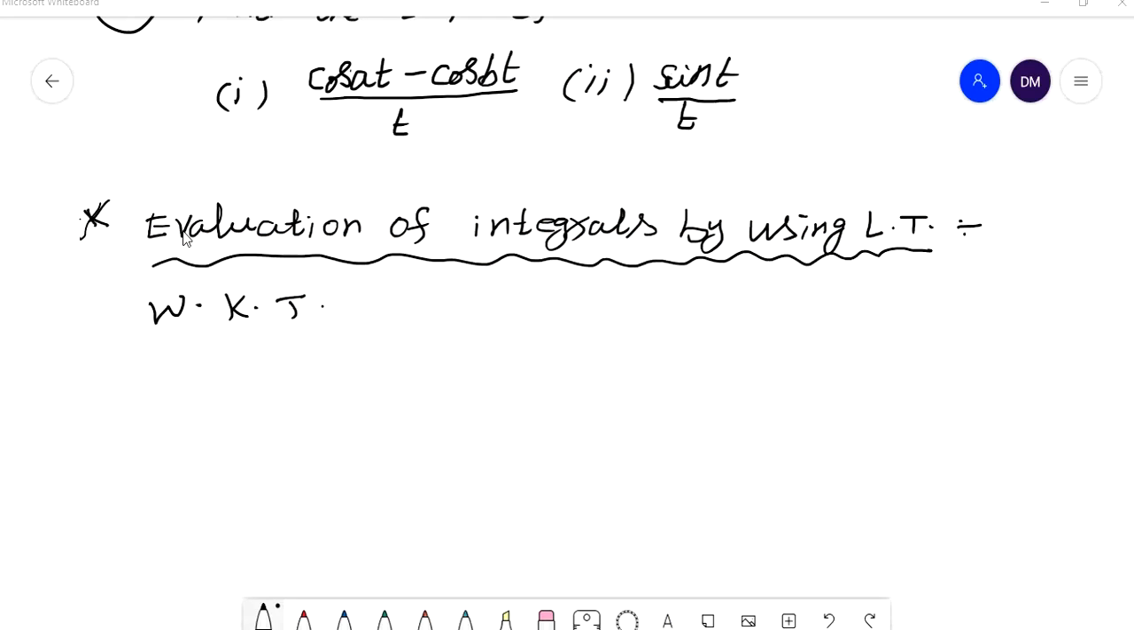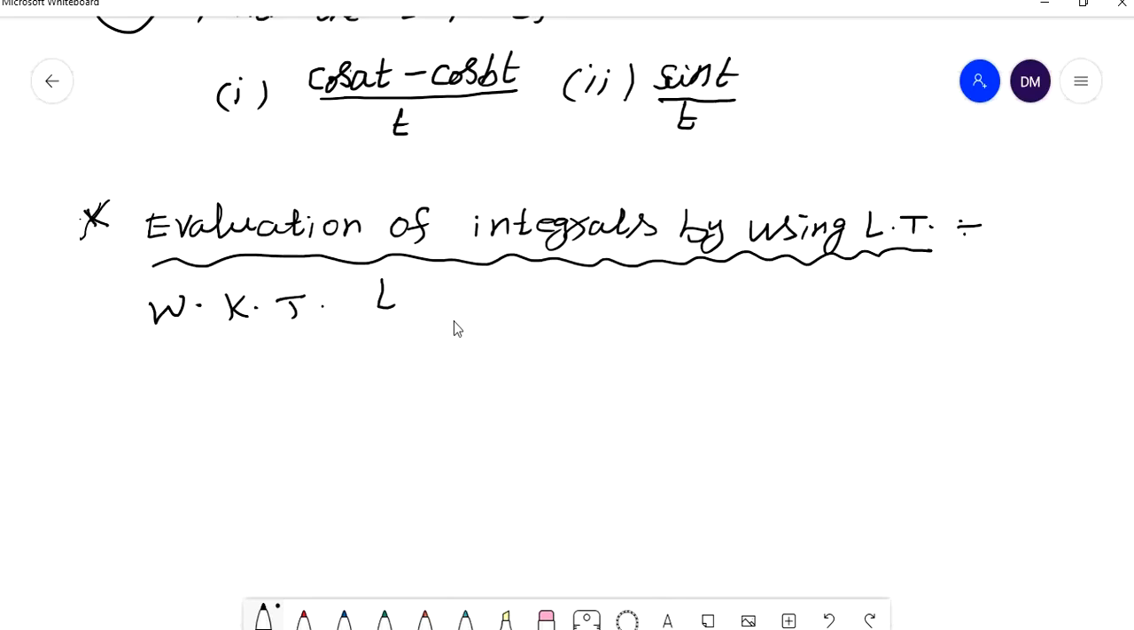Right, in this session we have to know the next topic, that is evaluation of integrals by using Laplace transform. How can you evaluate the integral value by using the Laplace transform? We know the definition of the Laplace transform. What is that?